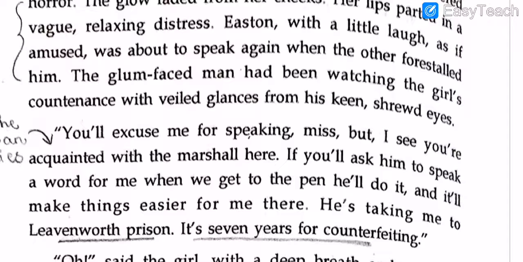So counterfeiting is actually a finance crime. It's a finance crime when you try to make money in a smarter way, but also in an illegal way. And that's what the glum-faced man says that he had done, and that is why Mr. Easton, who is claimed to be the marshal, is taking the glum-faced man to prison, basically. Okay.